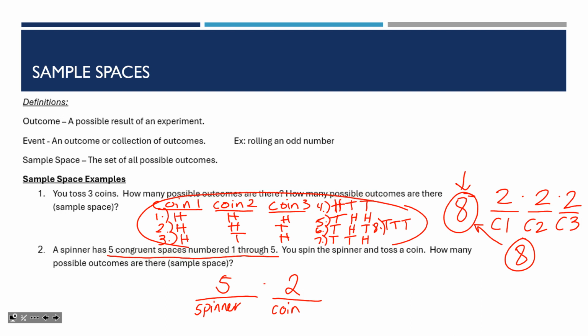The multiplication principle says I can multiply them together to get 10 possible outcomes. If you had to list them, it would be like getting a 1 on the spinner and a head, a 2 on the spinner and a head, a 3 on the spinner and a head, a 4 on the spinner and a head, a 5 on the spinner and a head. Or it could be a 1 and a tail, a 2 and a tail, a 3 and a tail, a 4 and a tail, and a 5 and a tail.